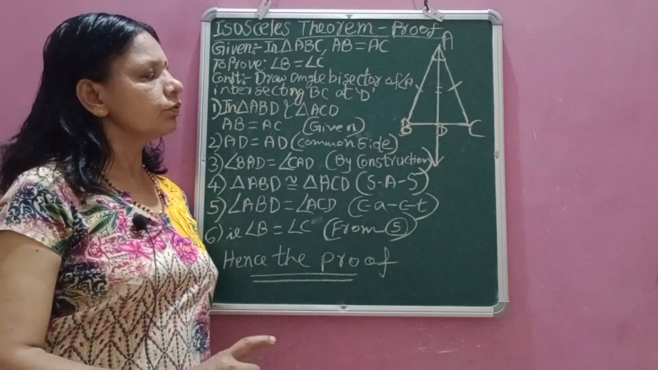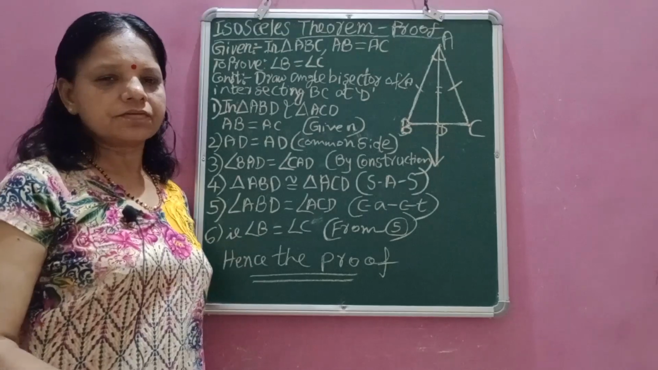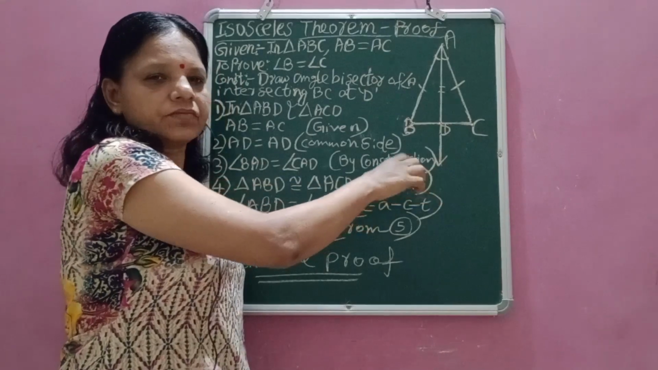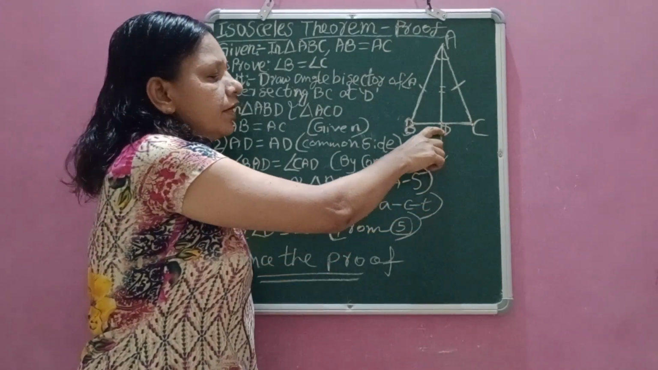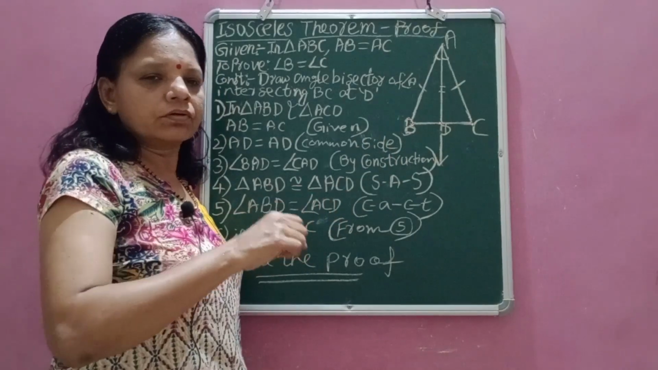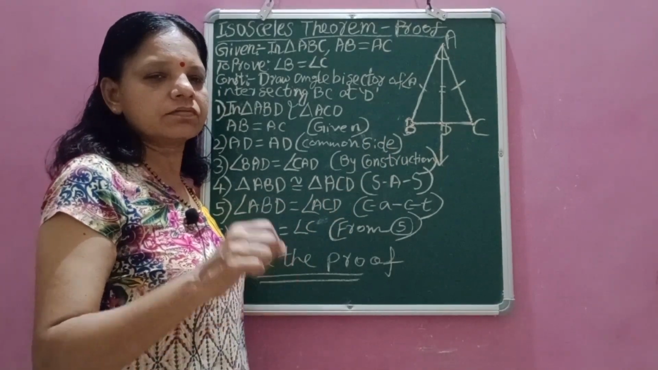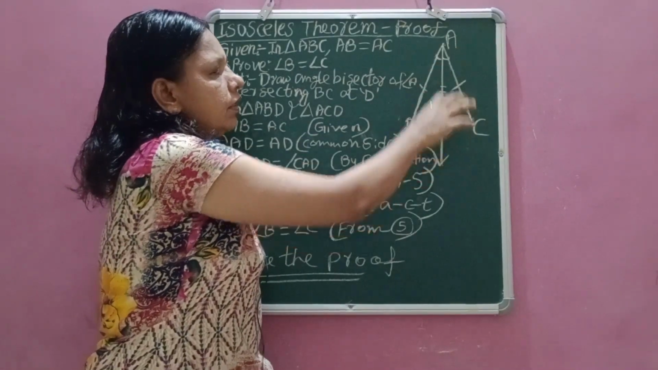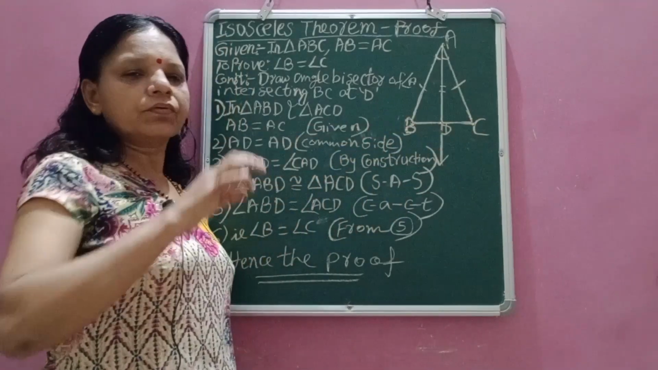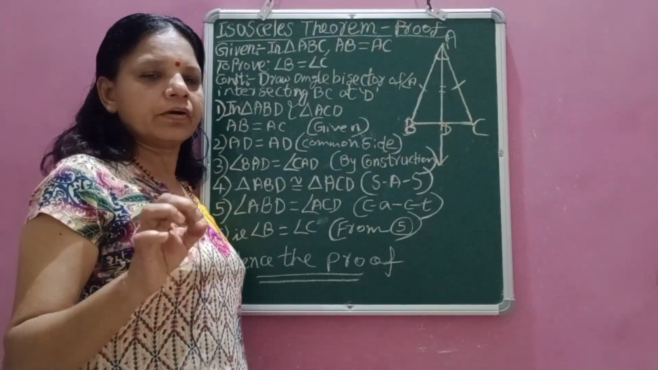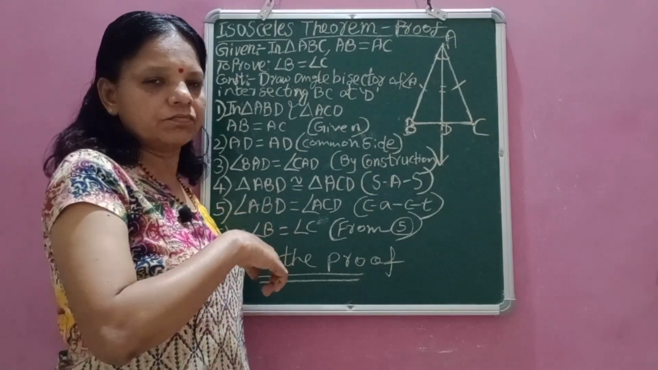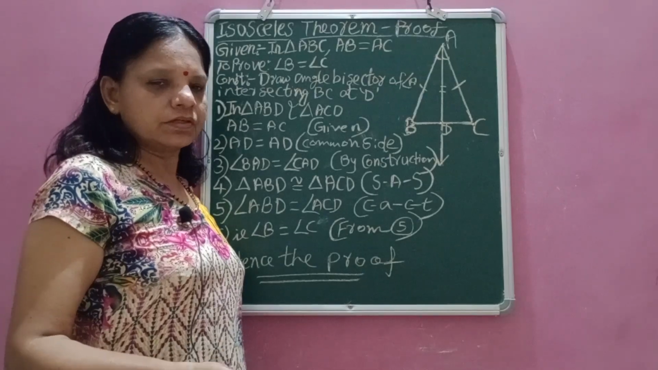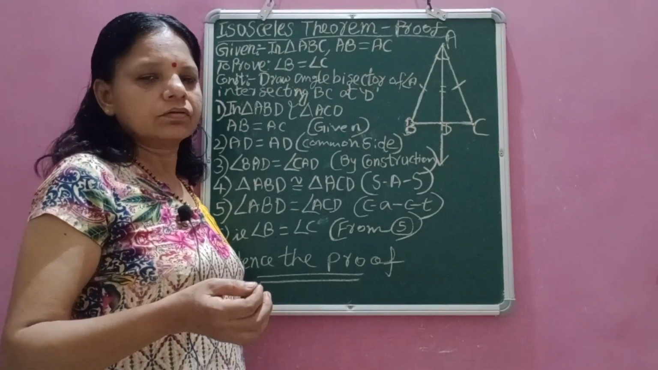For that you have to do one construction. What is the construction to be done? Draw the bisector of angle A, which intersects the side BC at the point D. When you draw the bisector, the triangle ABC is divided into two triangles. Which are they? Triangle ABD and triangle ACD. Prove the two triangles are congruent by any of the tests or postulates, using the given information.